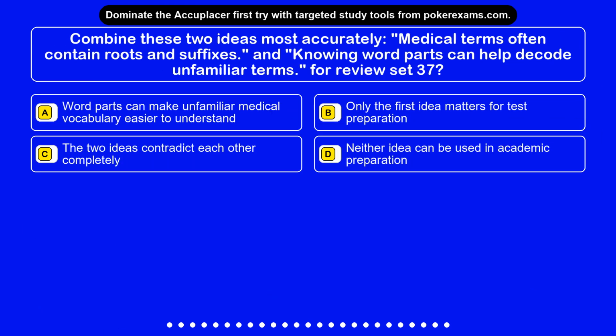Question 17. Combine these two ideas most accurately. Medical terms often contain roots and suffixes, and knowing word parts can help decode unfamiliar terms. For review set 37. Option A, word parts can make unfamiliar medical vocabulary easier to understand. Option B, only the first idea matters for test preparation. Option C, the two ideas contradict each other completely. Option D, neither idea can be used in academic preparation.